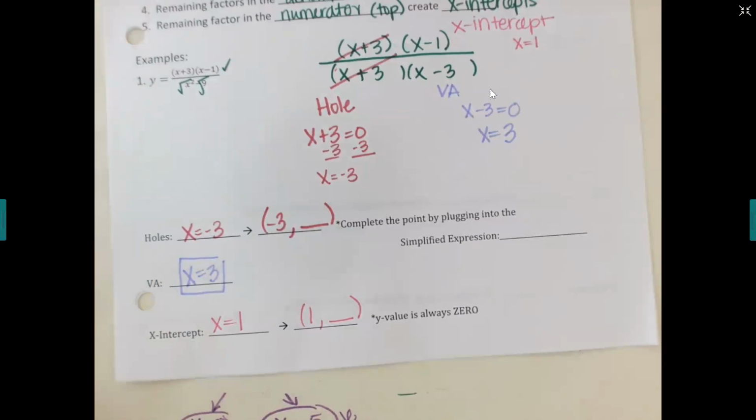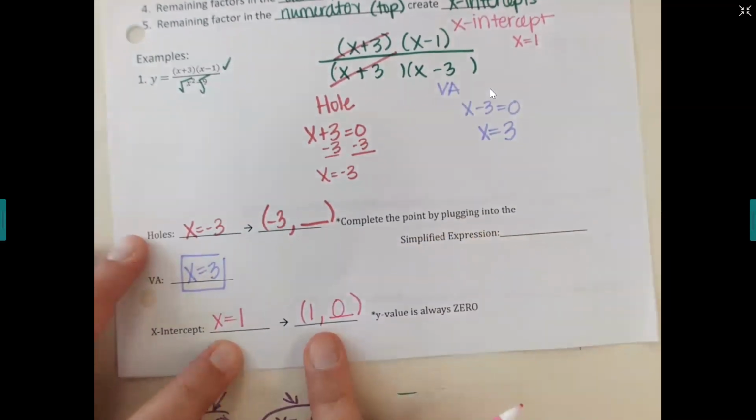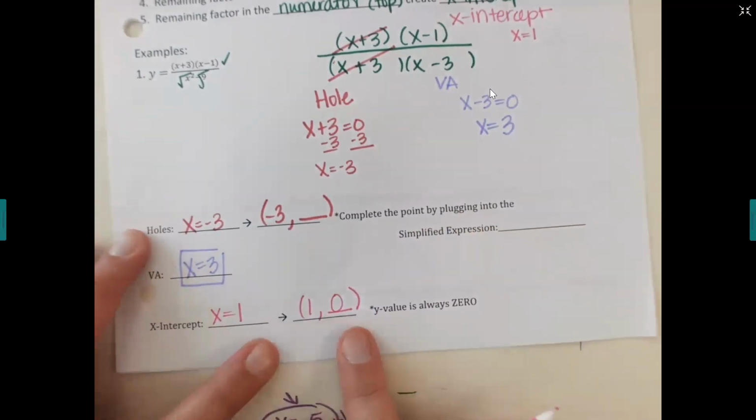Okay, from there, one of these is always going to have the same y value. X-intercepts, in order for you to be on the x-axis. Okay, think about it like on a graph. If I want to stay on the x-axis, what does my y have to be? 0. So I automatically know whatever my x-intercept is, I can just pair it with 0. And the y value is always 0.